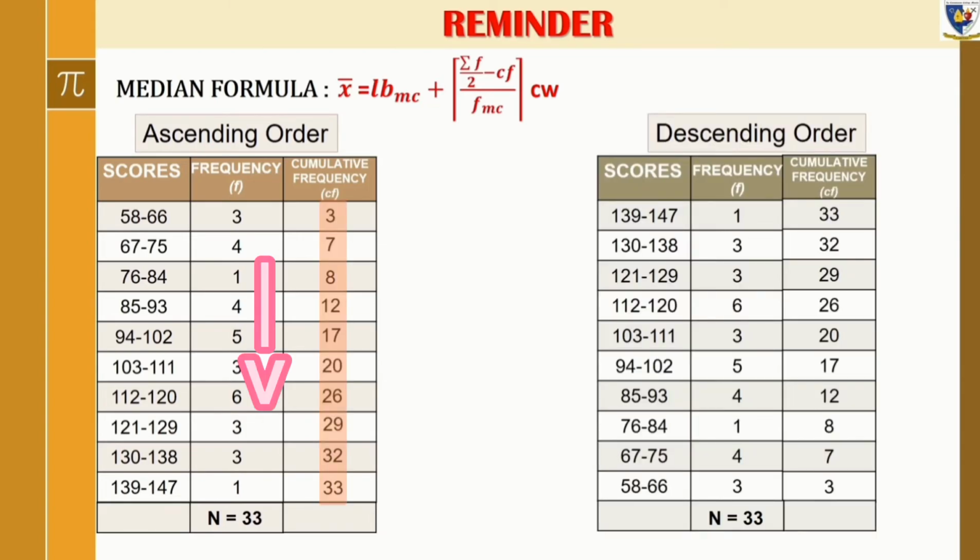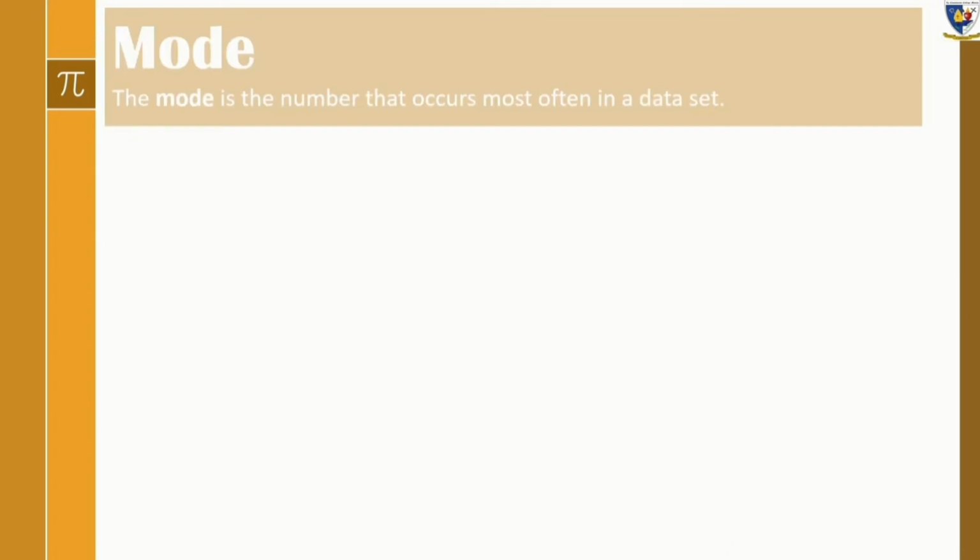Here in our example, it is arranged in ascending order. But when it is arranged in descending order, just like the one on the right, the cumulative frequency column is constructed from the bottom going up, and it should always end with a value equal to n. And we are now down to our last measure of center, which is the mode. The mode is the number that occurs most often in the dataset.